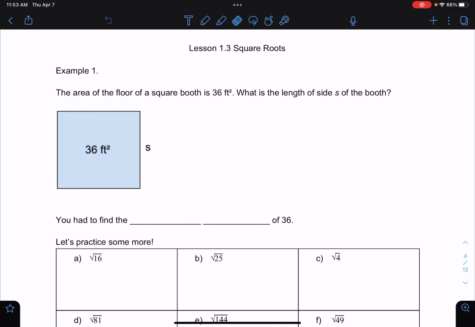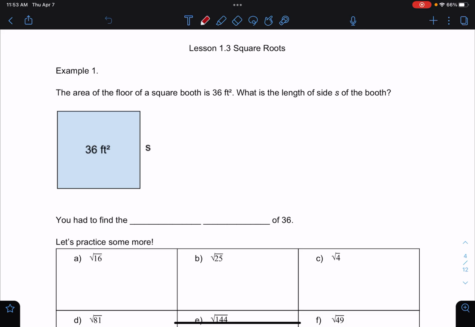Hello, Trojans. Happy Friday. We are starting a new kind of mini unit. But regardless, we are going to be talking about something called square roots today.